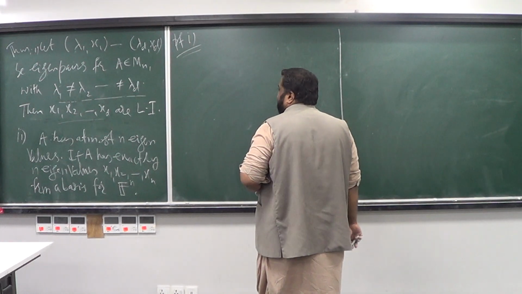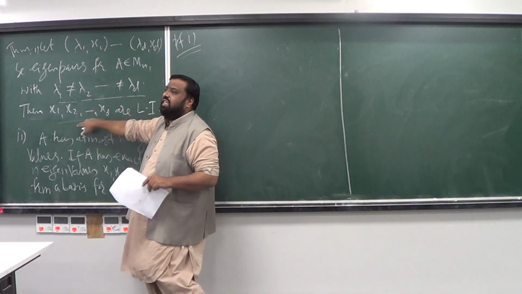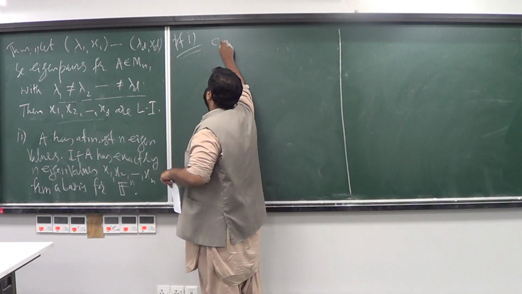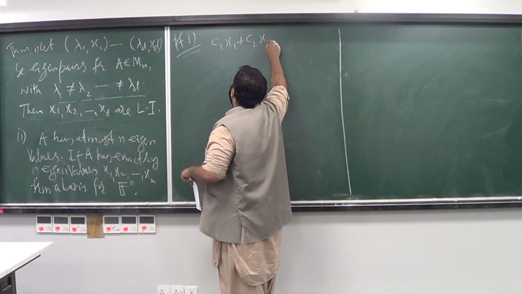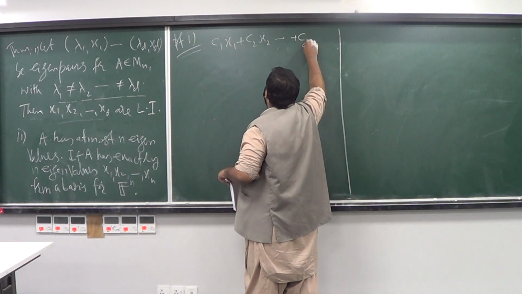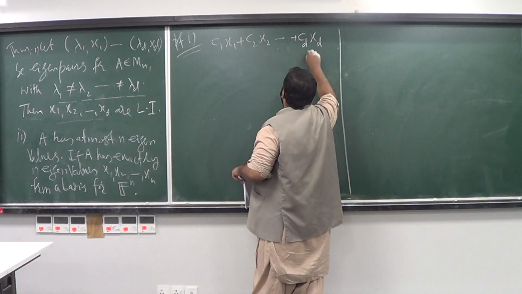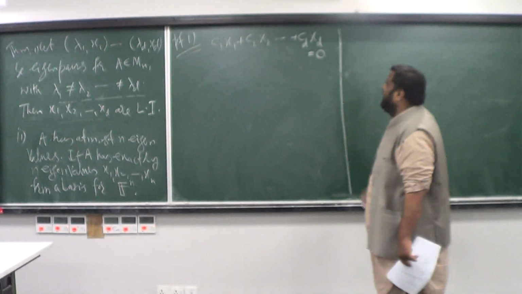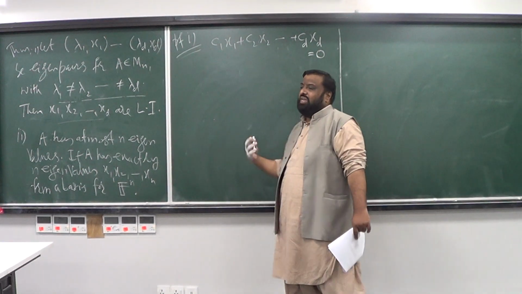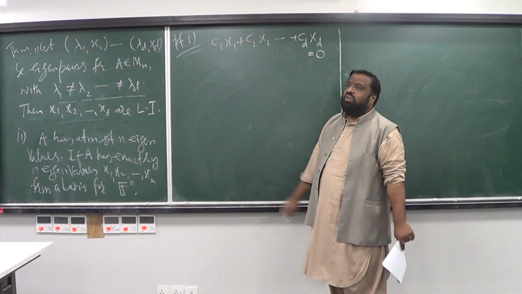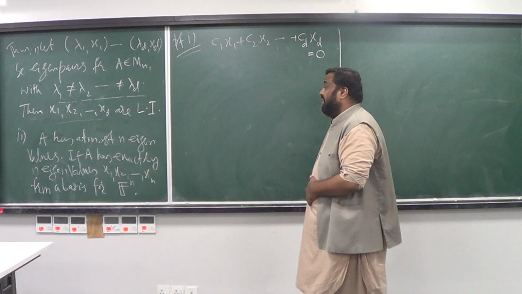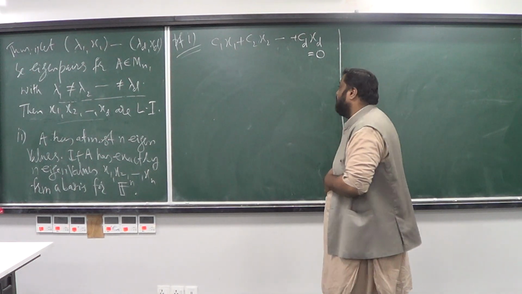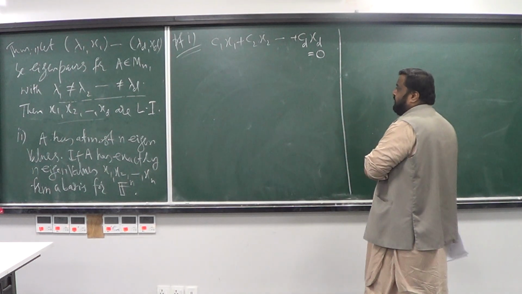In order to show that these d vectors are linearly independent, we need to make one linear combination of them, and assume that their linear combination is equal to 0. And we would like to show that all these constants are 0. In other words, you can't write any one of the vectors as a non-zero linear combination of the other vectors. Okay, so this is what we would like to show.